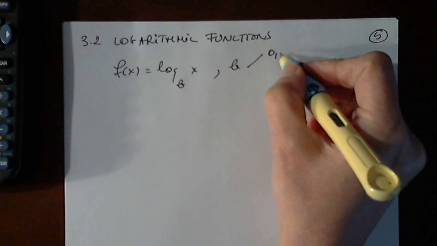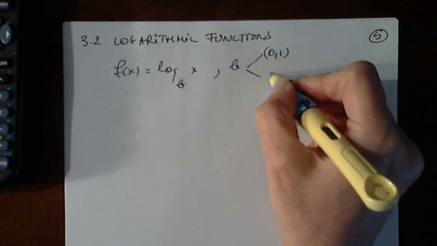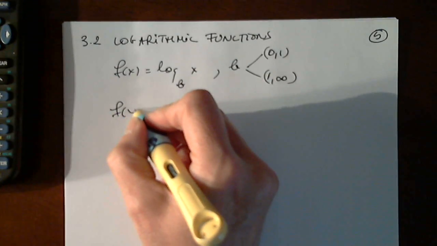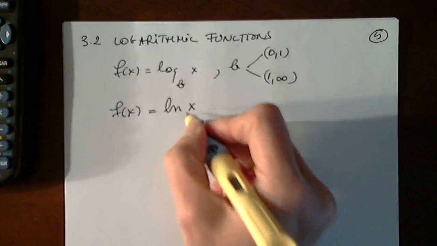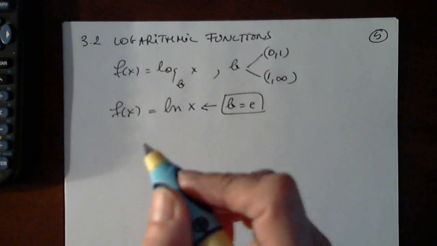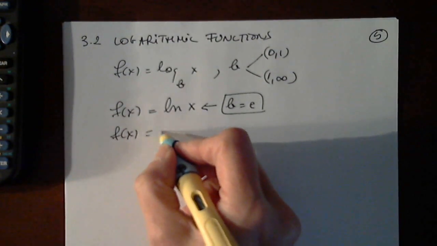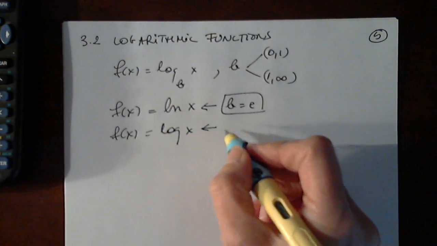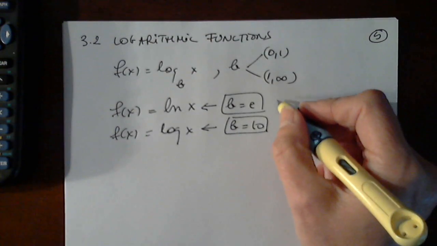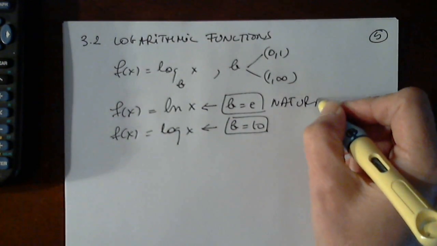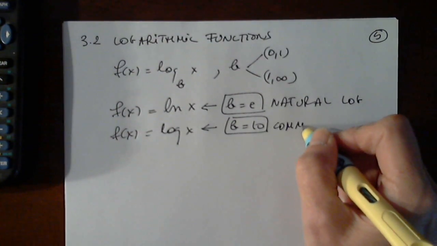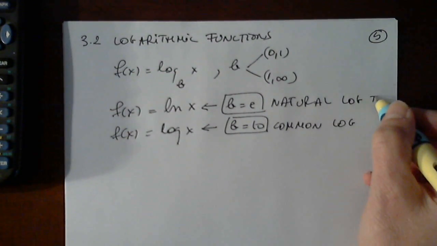It can be either between 0 and 1 or between 1 and infinity. And we have two situations here: ln x, where b is e for this function, and we also have log x, where the base is 10. And this is the natural log function, and this is the common log function.